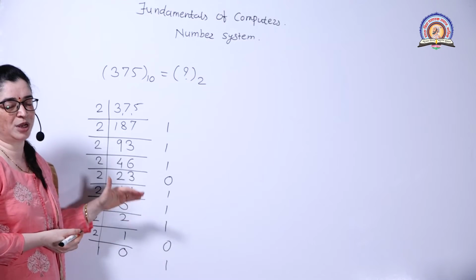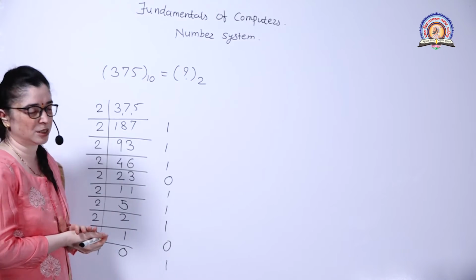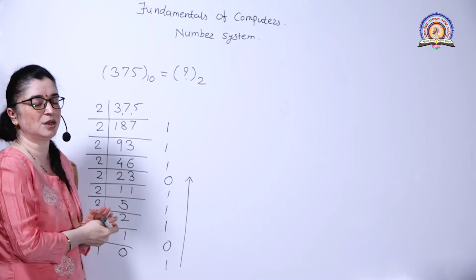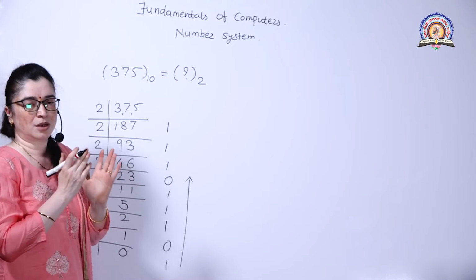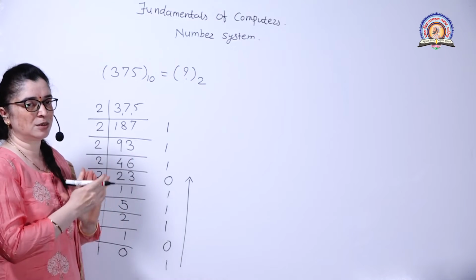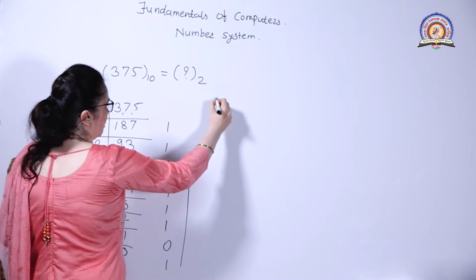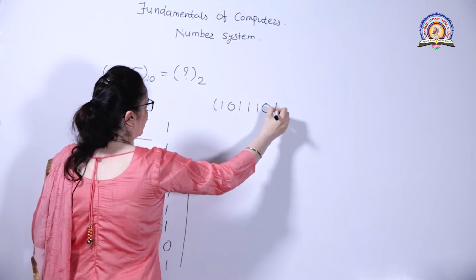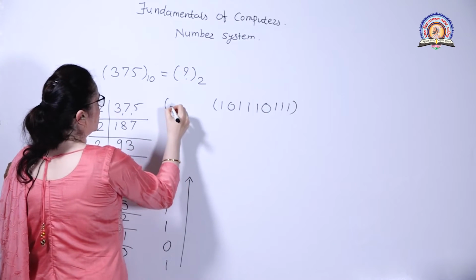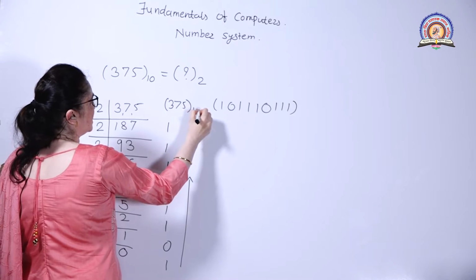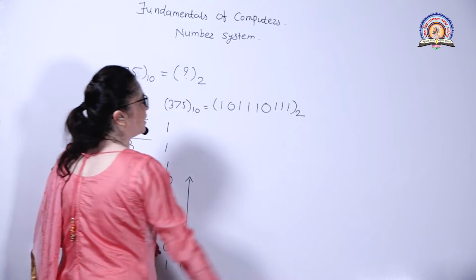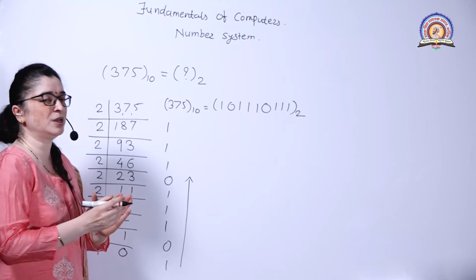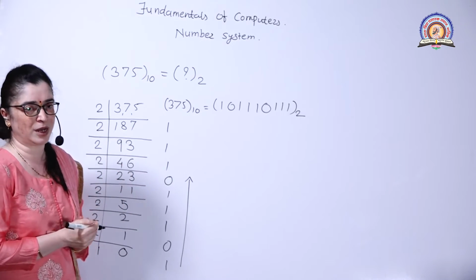As soon as the quotient becomes 0, we have to stop this procedure and write down the numbers from bottom to top. So we have to write down the numbers in reverse order. So the binary equivalent of this number is 101110111. So 375, our decimal number, has the binary equivalent 101110111 in base 2. This is our binary equivalent.